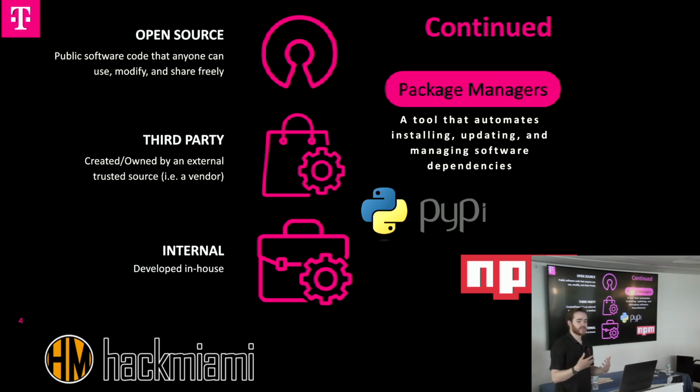Third party, typically something along the lines of vendors, is code that is technically trusted because you will have a contract in place. Again, regardless of your individual feelings about whether or not you trust a vendor, it is technically trusted code because you have those protections in place from a legal standpoint. And finally, internal is trusted code that you do maintain because you're building it in-house. And lastly, a package manager is an actual tool that automates the installation, updating, and managing of all these different dependencies.